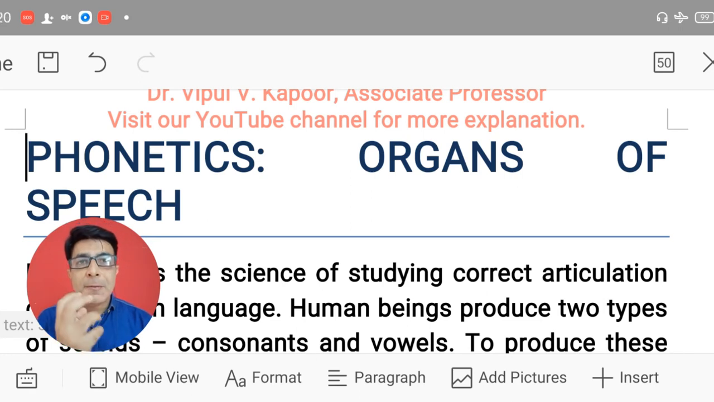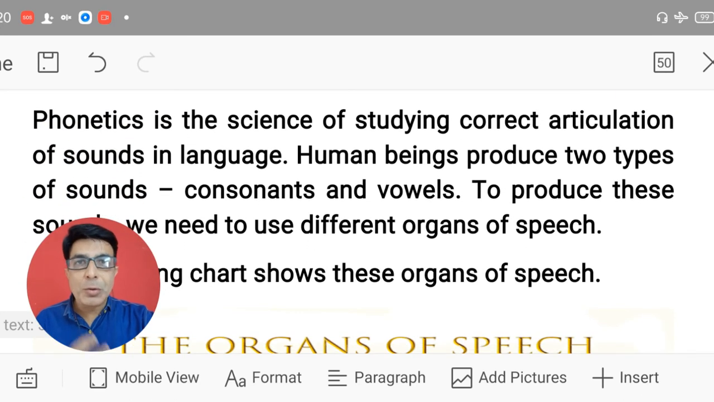Friends, we know that phonetics is the science of studying correct articulation of sounds in any language. So phonetics basically studies how sounds are produced in a language. Human beings produce mainly two types of sounds: consonants and vowels. Vowels are like e, u, and consonants are like k, b, p, m.